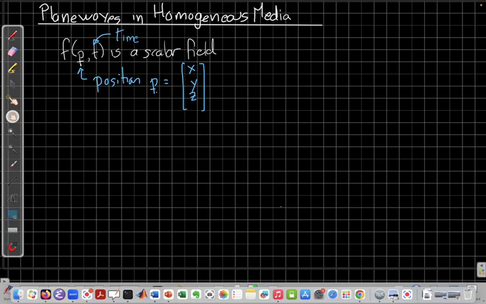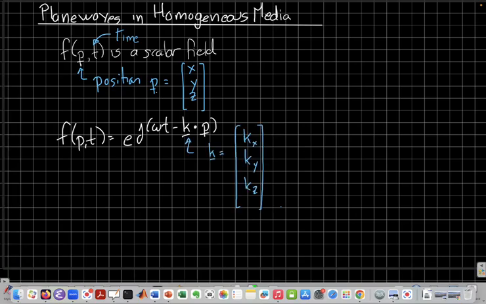or wave number vector. So in that case, we're assuming that f_p(t) has a specific form. It's a complex exponential, e^{j(ωt − k·p)}, where, again, p is our position that we just saw, and k is the wave number vector, which has three components in the x, y, and z directions: k_x, k_y, and k_z.